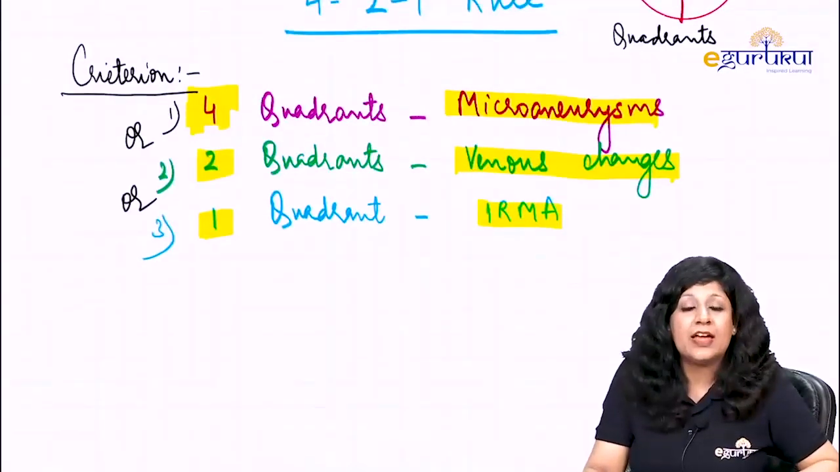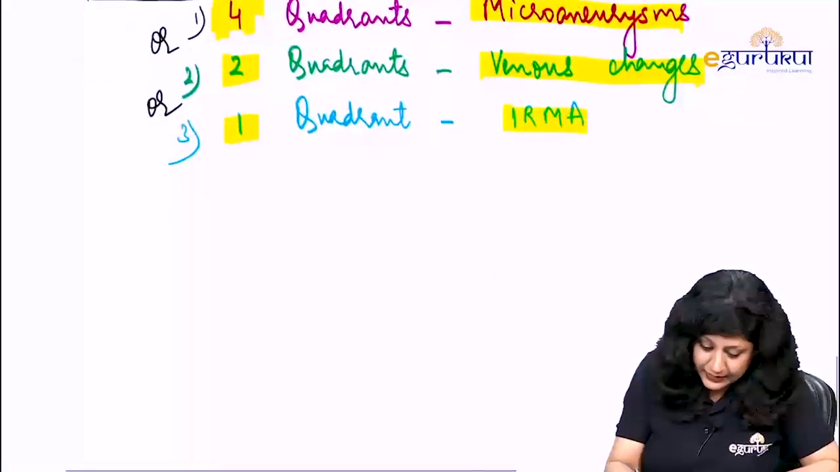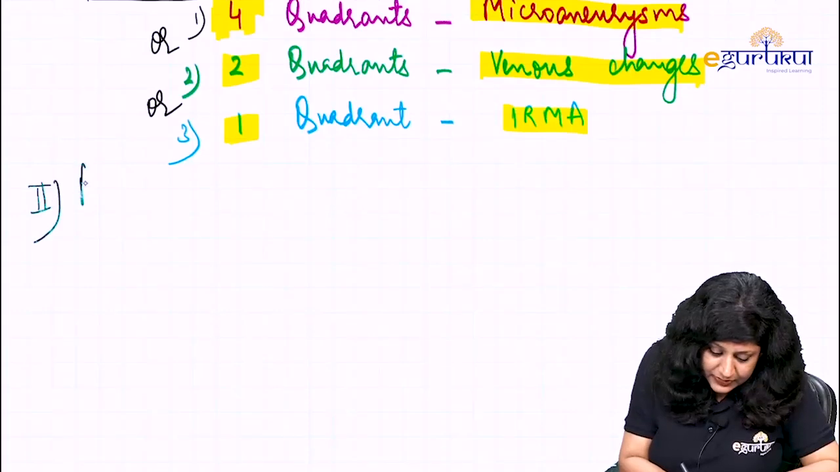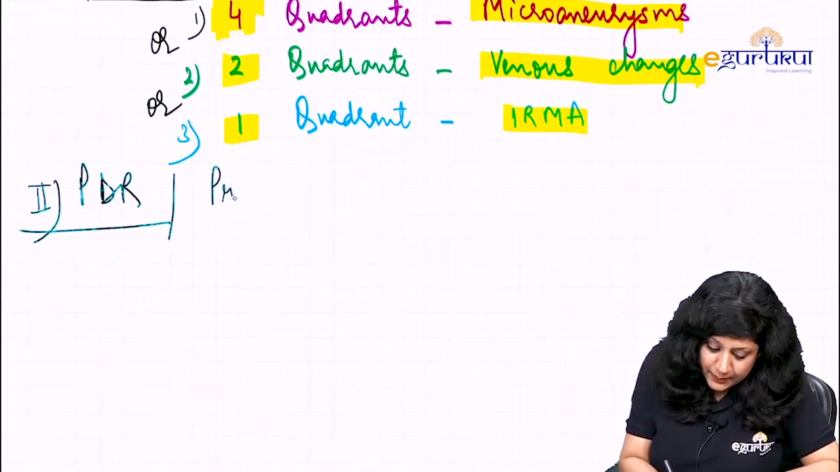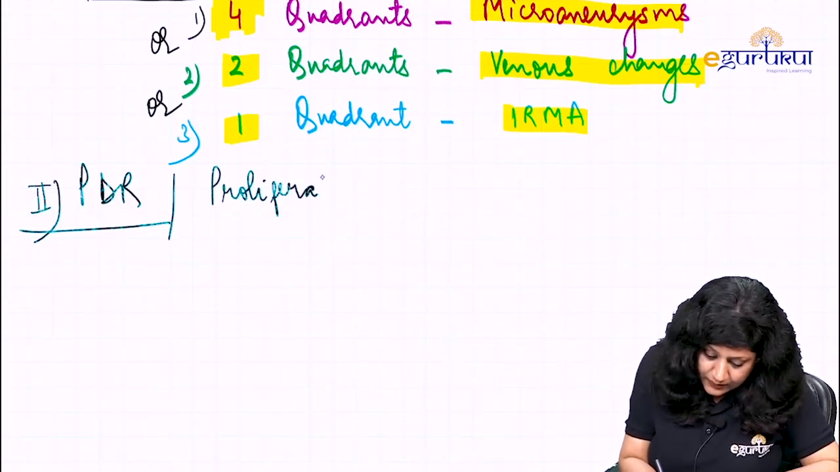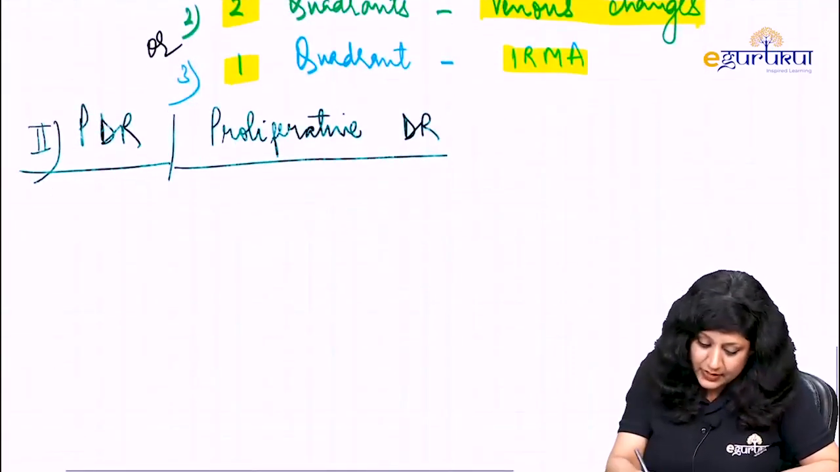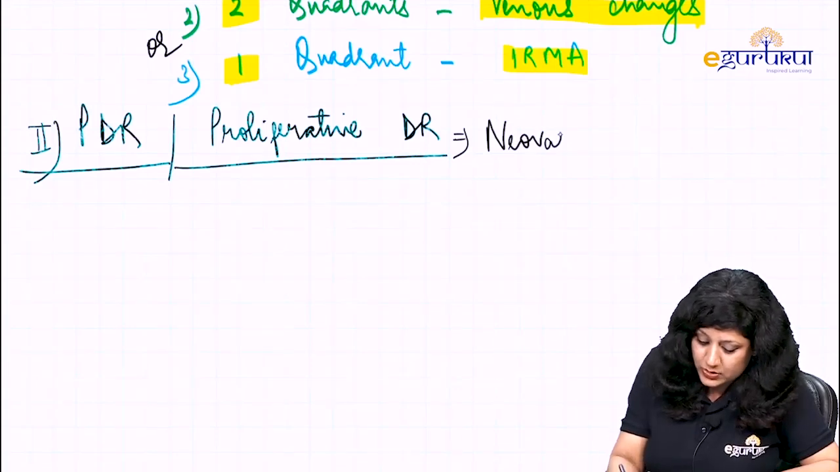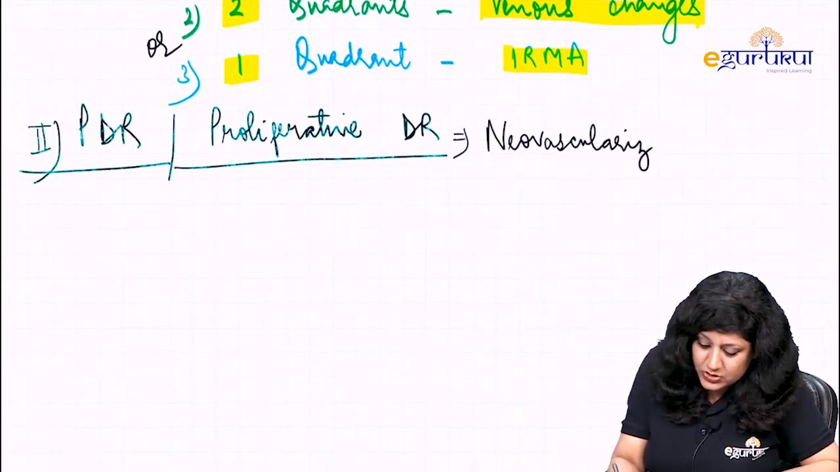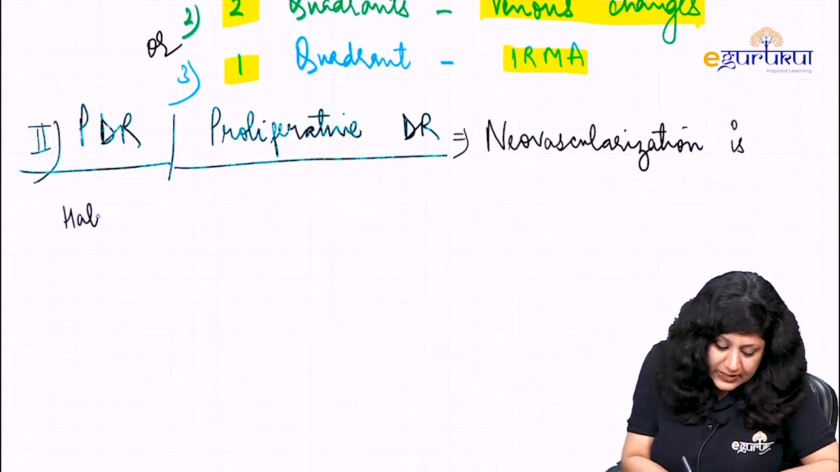So now let us try to see the second stage of diabetic retinopathy, and that will be your PDR stage. The PDR stage means proliferative diabetic retinopathy. Now as the name indicates, what is the main thing that you are getting here? The main thing that we get here is neovascularization. So neovascularization is the hallmark.